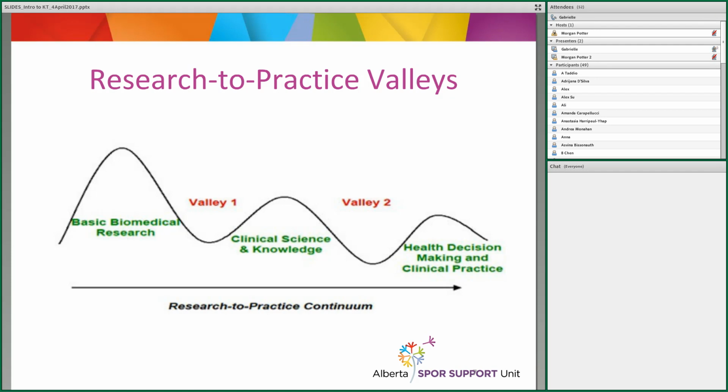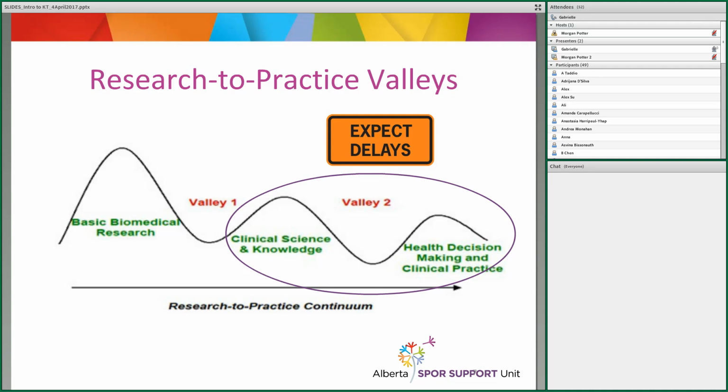In fact, it's been said that it takes 17 years to translate evidence from discovery into healthcare practice, but only 14% of it is believed to enter day-to-day clinical practice. Knowledge translation is a means of addressing this challenge. It's about moving your research more effectively along this research to practice continuum.